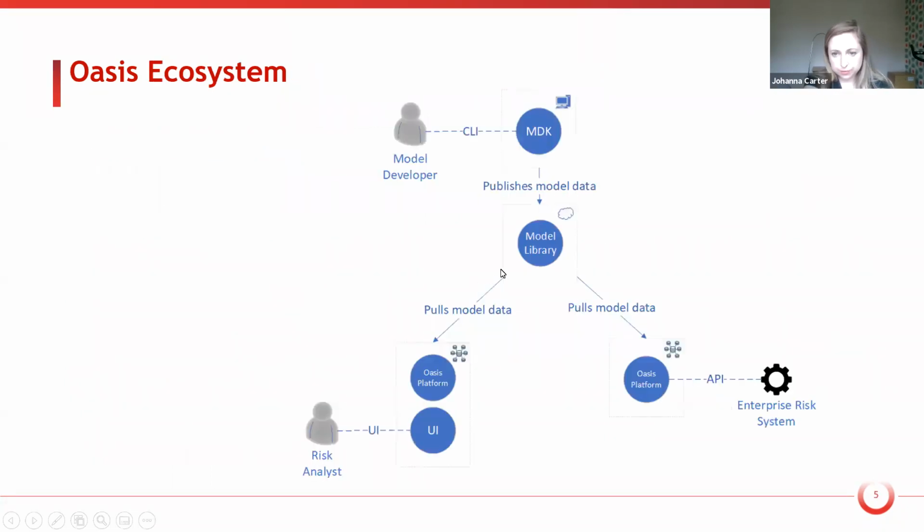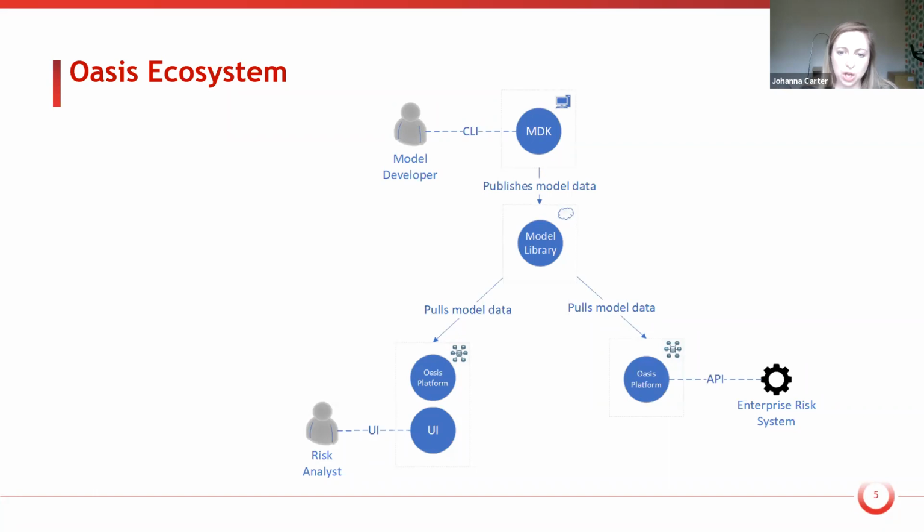So how do those four components fit together in our little ecosystem? This diagram kind of shows the different use cases. In the middle, you've got the model library, which is the server in the cloud, which holds all those model data assets. And then at the top, you've got the model developer who uses the model development toolkit to build and test the model. And then from there, they can publish the model to the model library.